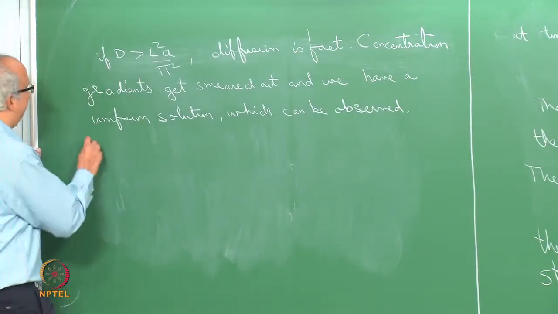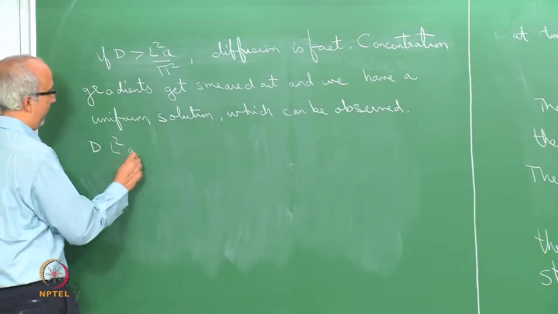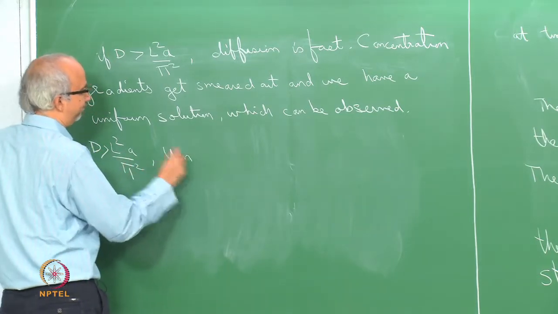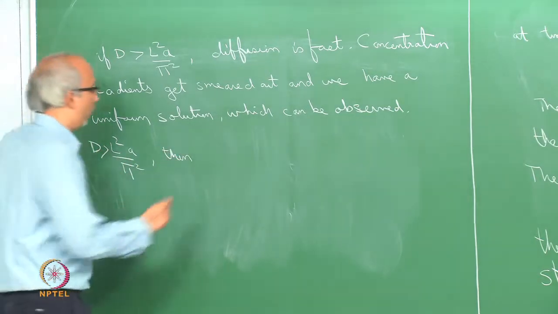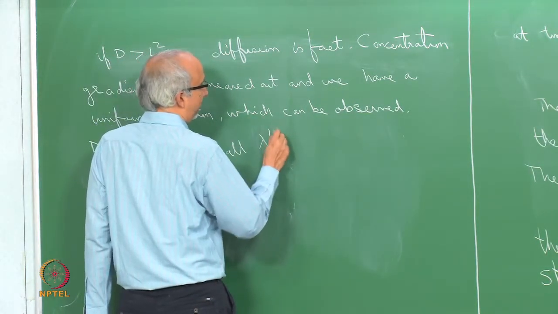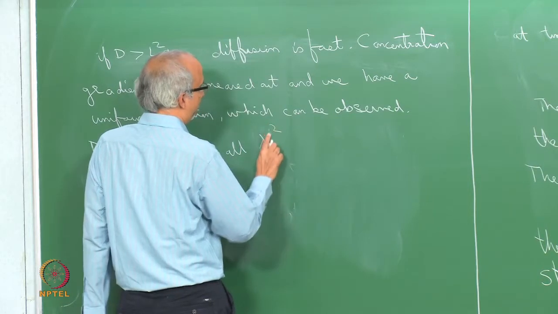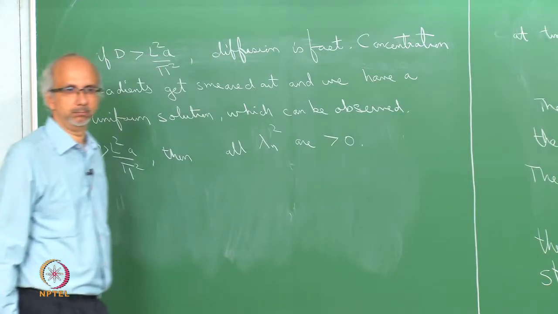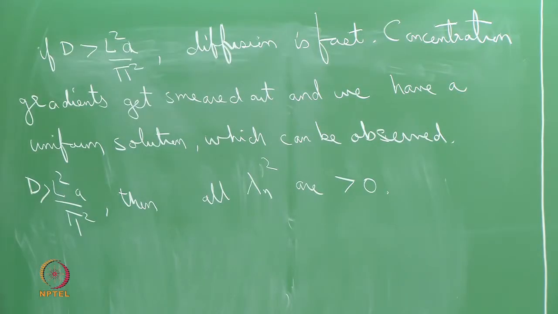If d is greater than l squared a by pi squared, then all the lambda n squared are greater than 0, and therefore the solution is stable.